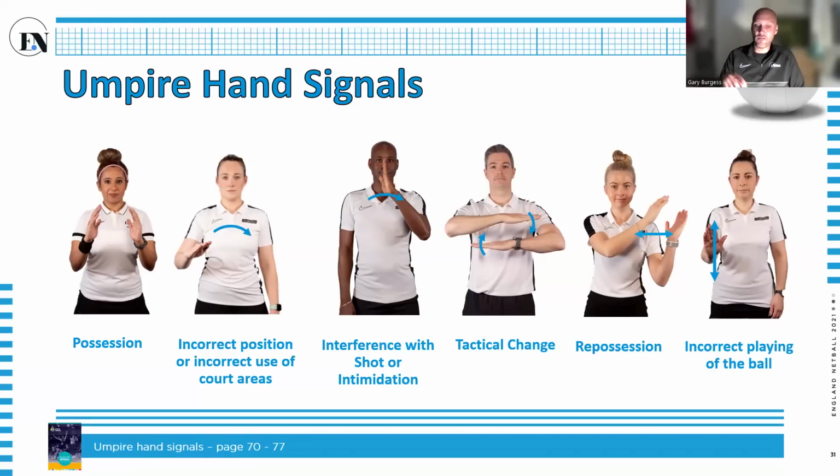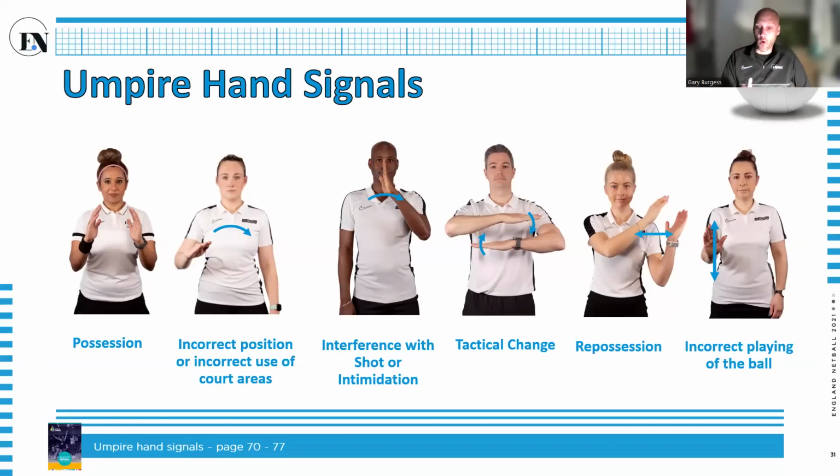Okay, interference with a shot and intimidation are both the same hand signal. Incorrect position or breaking and incorrect use of core areas is the old over a third hand signal. They're all clumped together. And then there's a possession call.